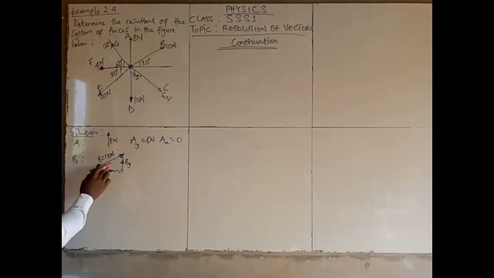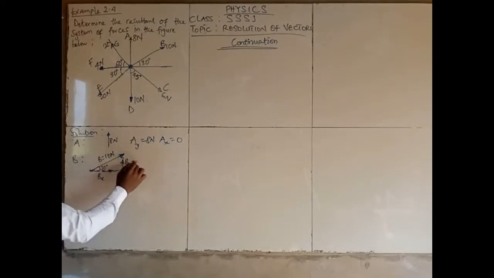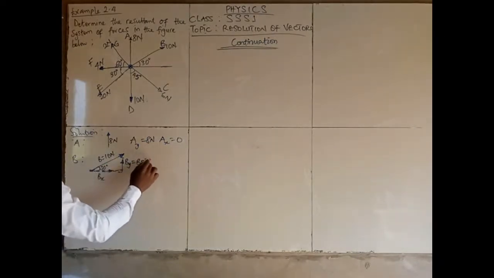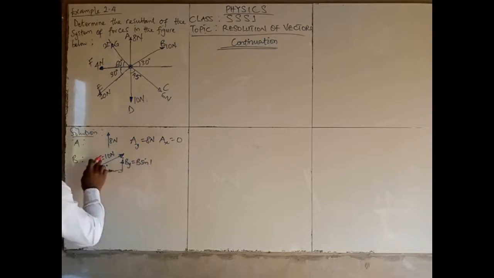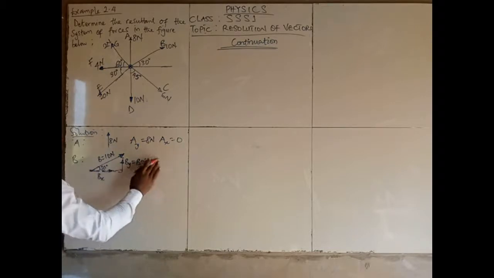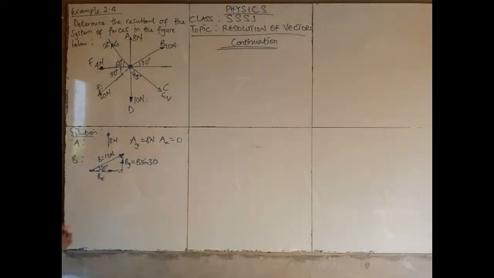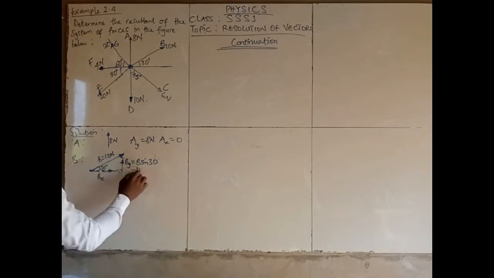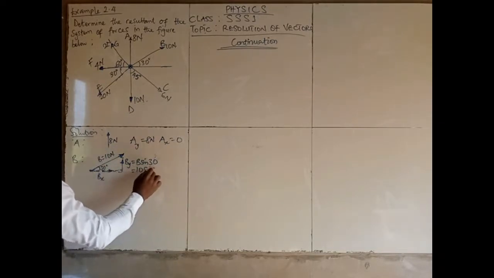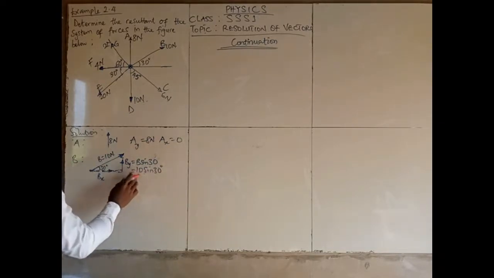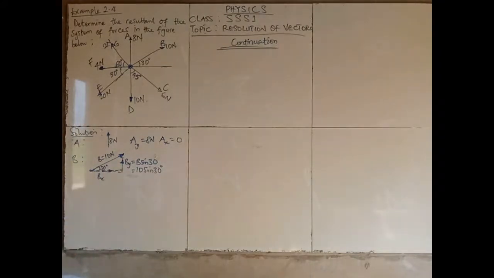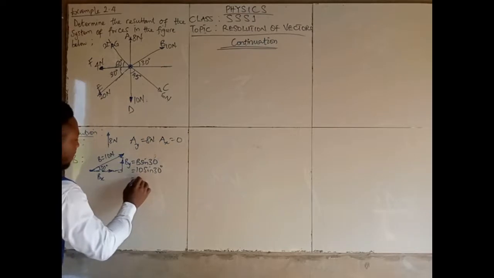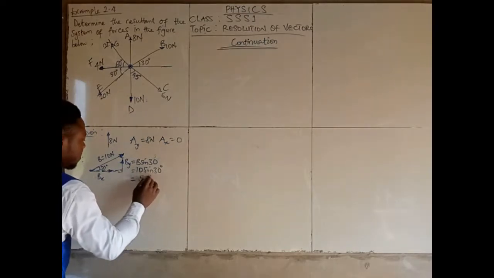BY is the opposite, and that is why BY is B sine 30 degrees. Our angle is 30 degrees, and that is why it's opposite. So BY is 10 sine 30 degrees. Sine 30 is 0.5, times 10 gives us 5 Newton.